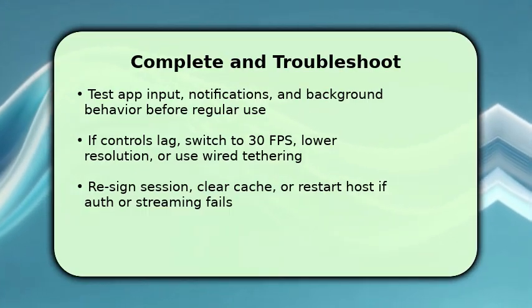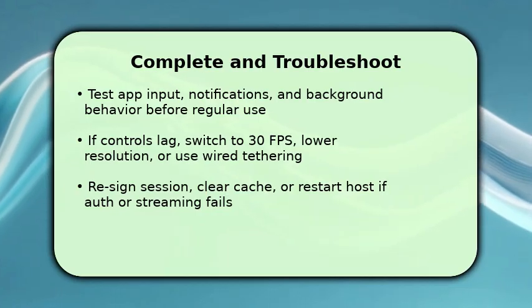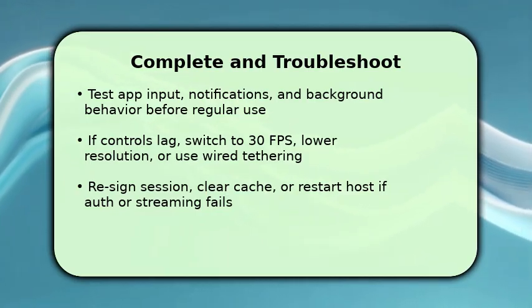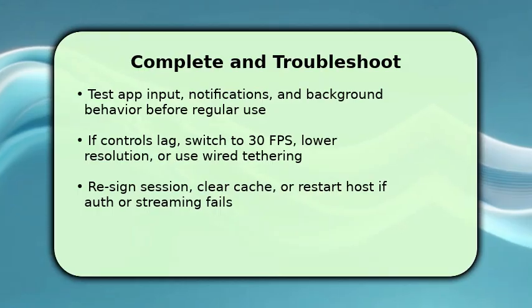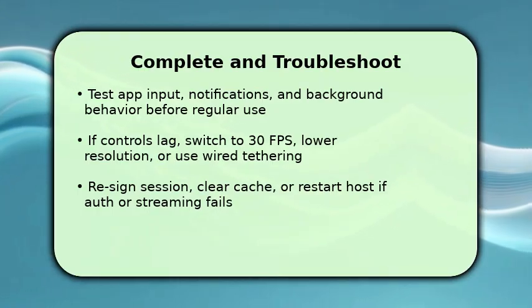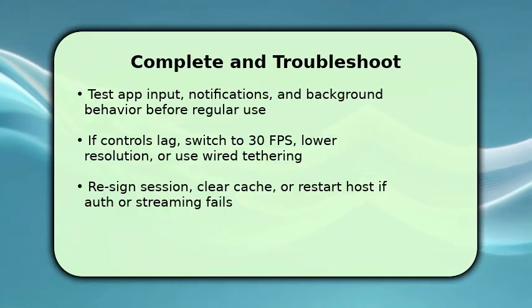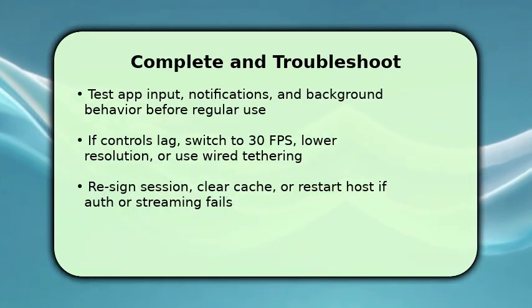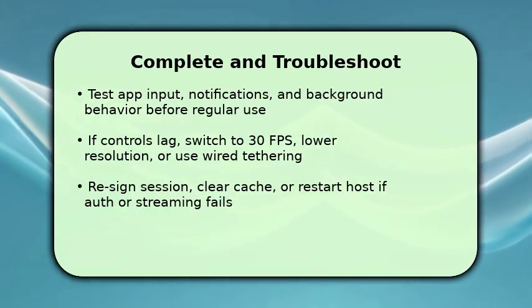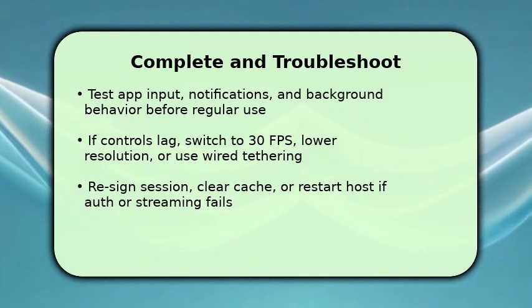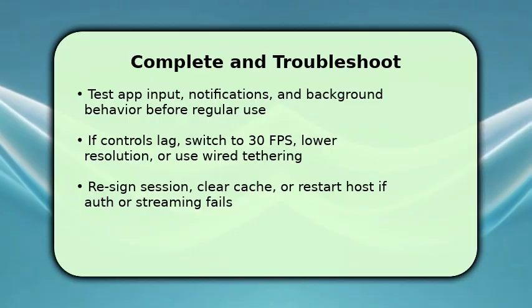If you see input lag or stuttering, make sure to reduce resolution, switch the stream to 30 frames per second, or use a wired tether between host and router for lower latency. If login or streaming fails, re-sign the session, clear the host app cache, and restart the remote host. One key tip: always check account permissions and network stability first when something goes wrong.